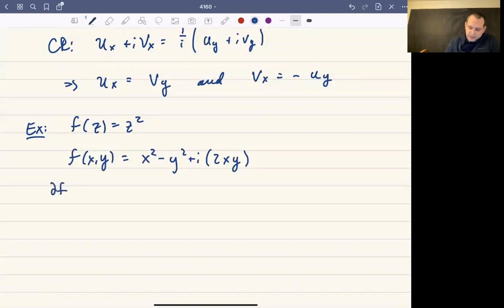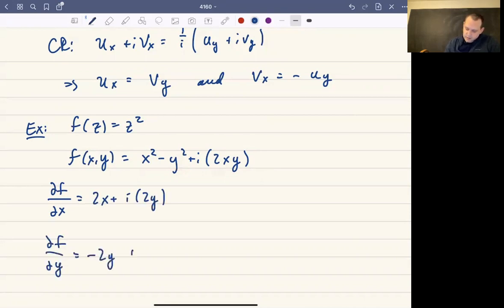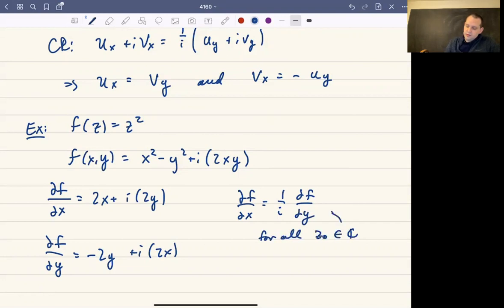In particular, let's look at the partial of f with respect to x. That's going to be the partial of u with respect to x plus I times the partial of v with respect to x. So this is going to end up being 2x plus I times 2y. And the partial of f with respect to y is going to be negative 2y plus I times 2x. And you can check that if you take the partial of f with respect to x, it's going to be 1 over I, or negative I, times the partial of f with respect to y. And this is going to be true for all points z naught in the complex plane. So you can check that those are going to be equal for all values.